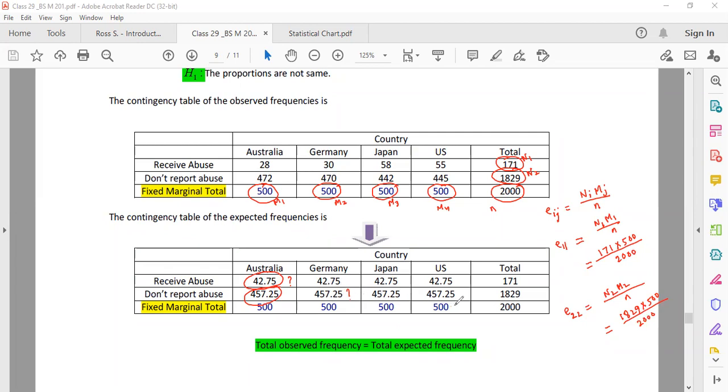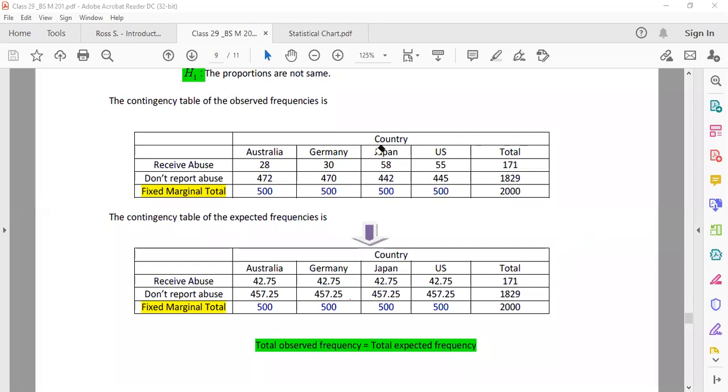And since the column marginal totals are fixed, all these expected frequencies are actually same. So in this manner, we have calculated all the expected frequencies corresponding to each observed frequency. Okay, so I hope you have understood what I mean to say over here by these calculations.